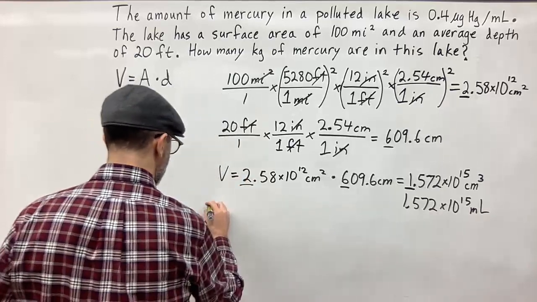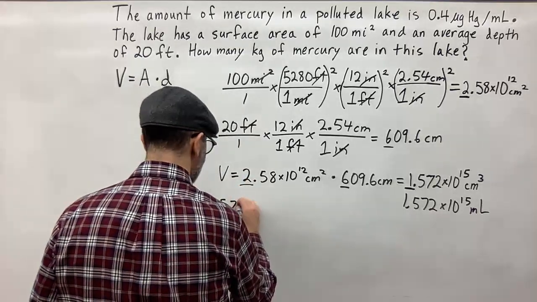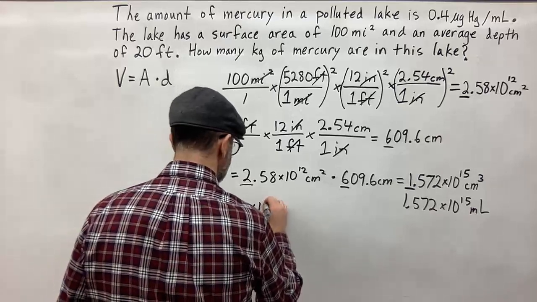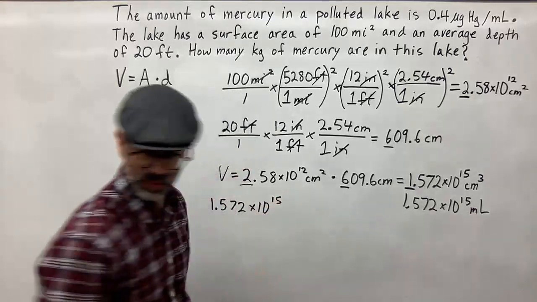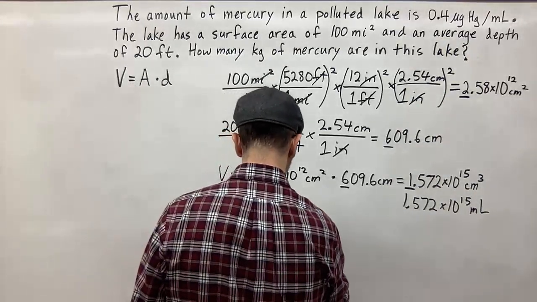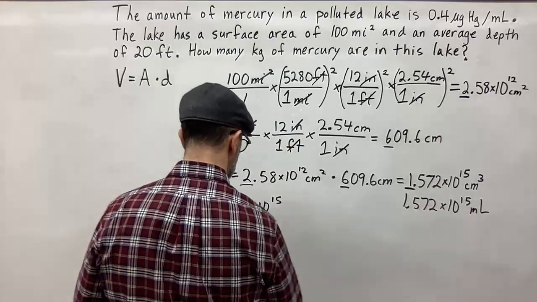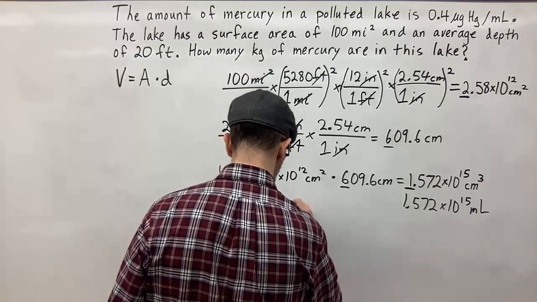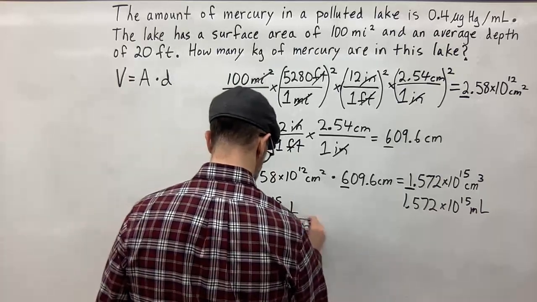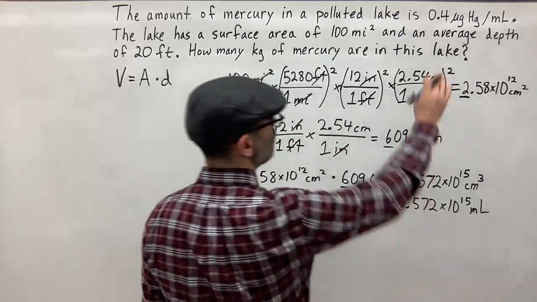So I'm going to take my 1.572 times 10 to the 15. Let me double check to make sure I got that right. Yes, 15 milliliters of water, and I'm going to then multiply by this conversion factor.